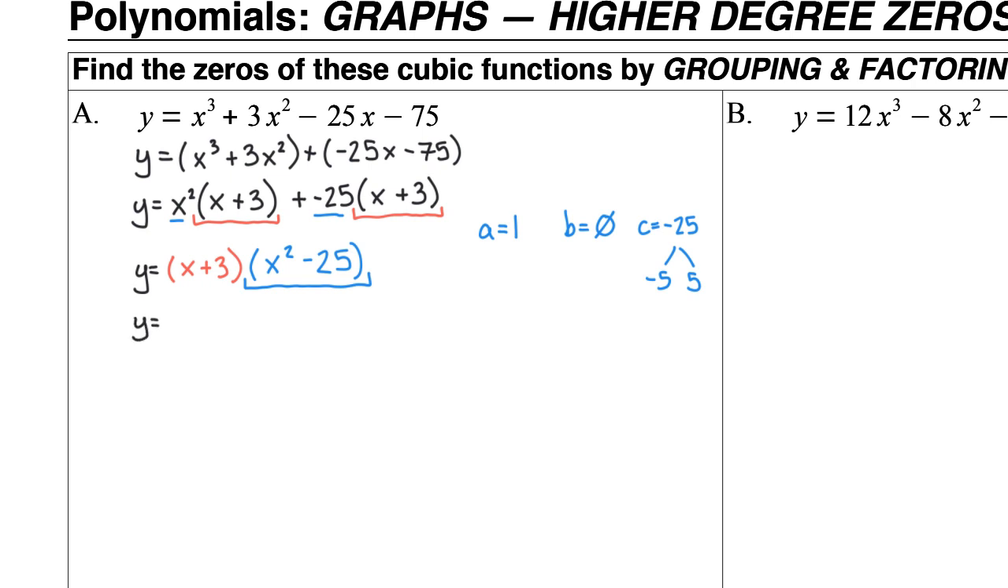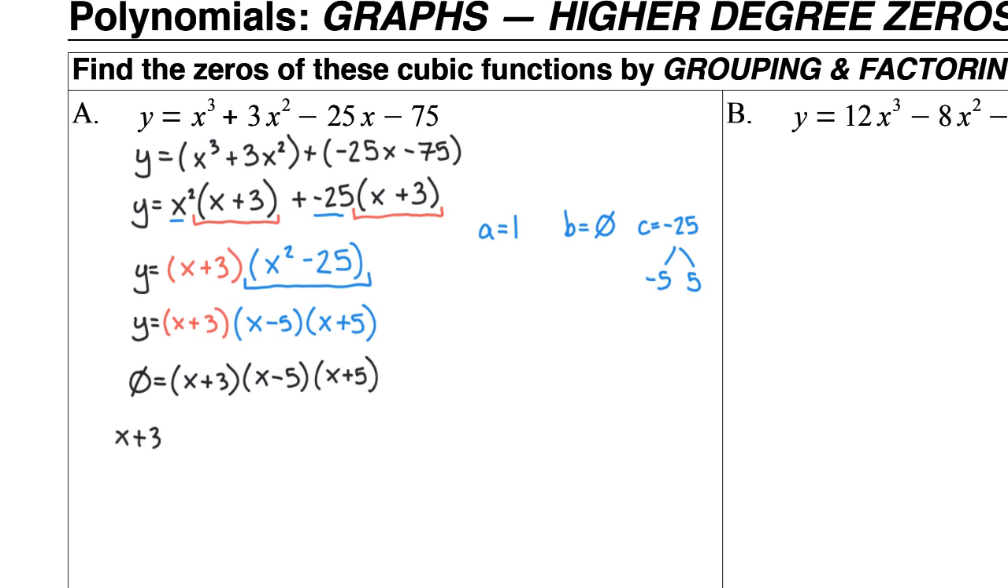I've got y equals the x plus 3 that I got from grouping and factoring, and then I have x minus 5 and x plus 5. Again, knowing that all of my x-intercepts happen when y is 0, I can set this to 0 and think about, well, I've got these 3 factors. When they multiply together, they're going to equal 0. So using the zero product property, I know that each of them has the possibility of equaling 0 and giving me one of my intercepts.